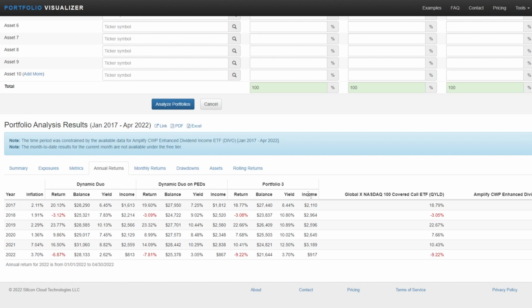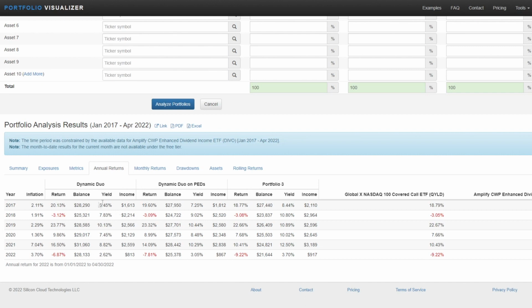So yes, QYLD is going to have the highest income. The monthly return is going to be the best. It's going to be a 12% yield. However, your balance, your portfolio balance is going to significantly decline over time. You started with 25,000, you ended up with 21,000.